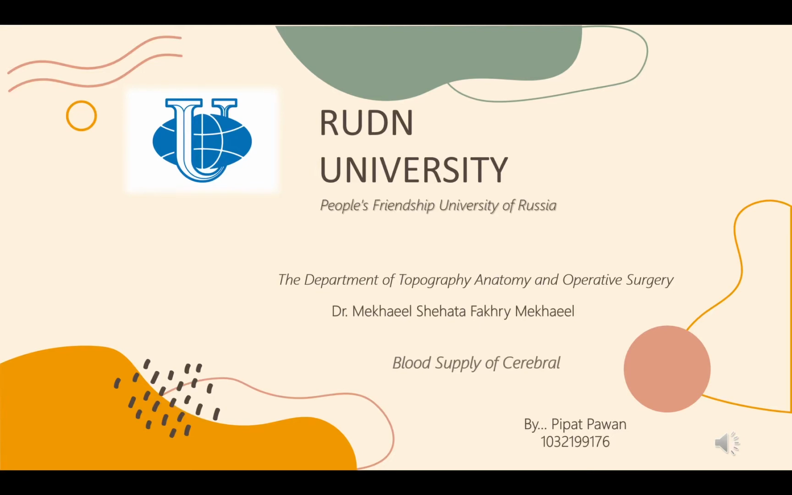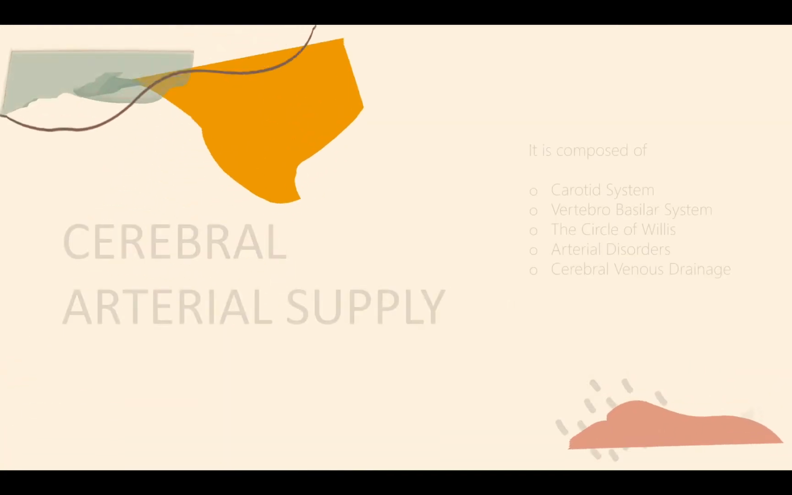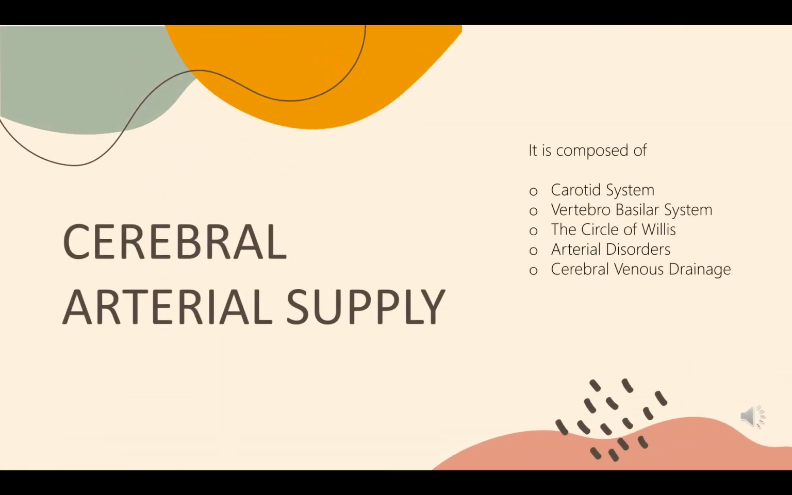Hello listener, I am going to talk about blood supply of the cerebrum. There are 5 points that I want to talk about. First, carotid system. Second, vertebral basilar system. Third, the circle of Willis. Fourth, arterial disorders, and the fifth one, cerebral venous drainage.